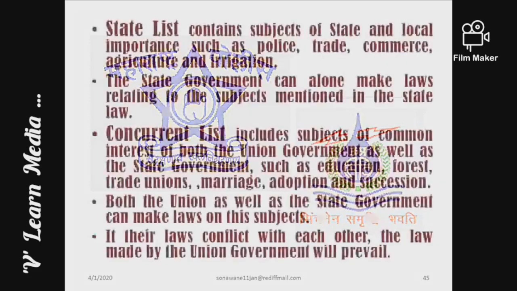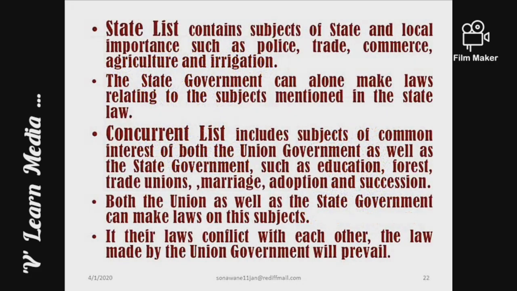The Concurrent List. The Concurrent List includes subjects of common interest of both the union government as well as the state government, such as education, forest, trade unions, marriage, adoption and succession. Both the union as well as the state government can make laws on these subjects. If their laws conflict with each other, the law made by the union government will prevail.